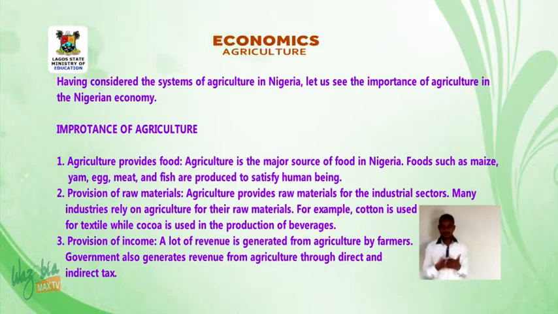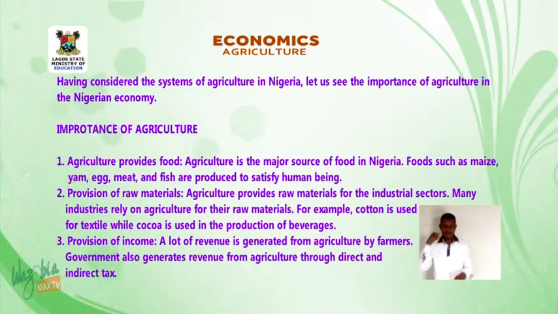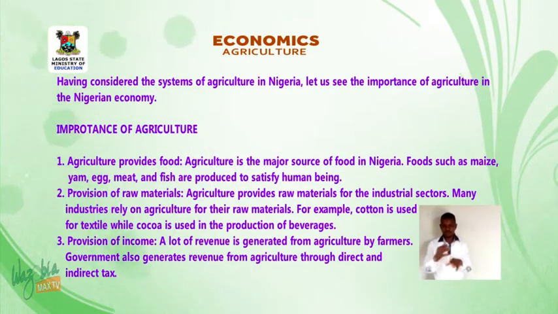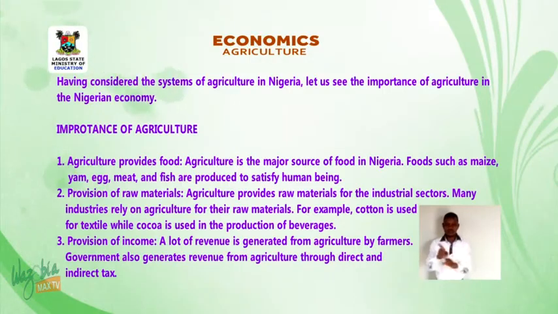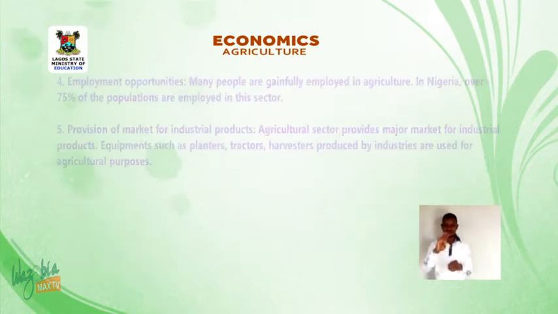Number 3, provision of income. A lot of revenue is generated from agriculture by farmers. Government also generates revenue from agriculture through direct and indirect tax.